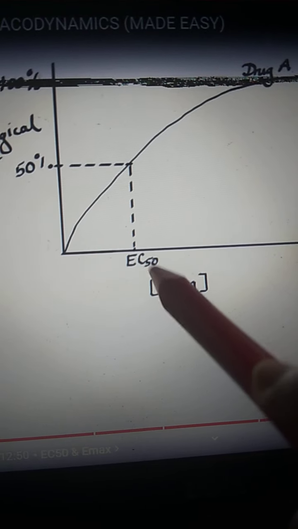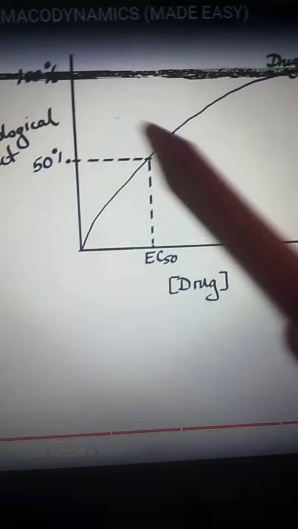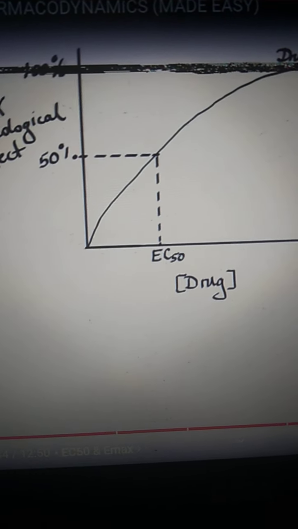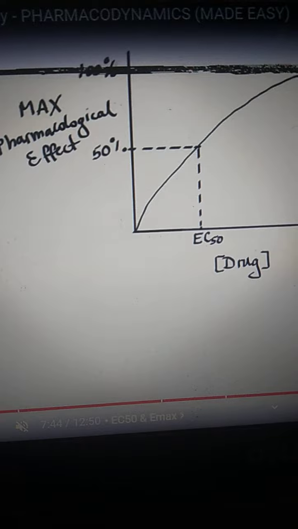And EC50 is the concentration of drug at which 50% of the pharmacological effect is being produced. It does not mean that 50% of the receptors are activated, it means that 50% of the pharmacological effect is being produced. So this is EC50. And what do we do with this? It tells us about the potency of the drug.